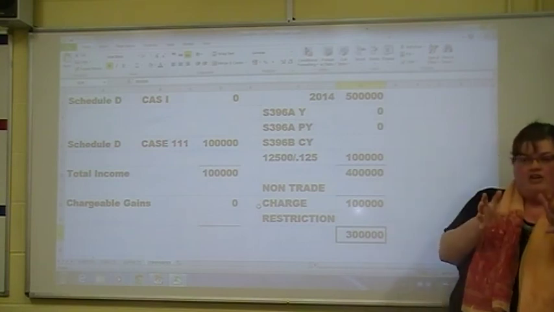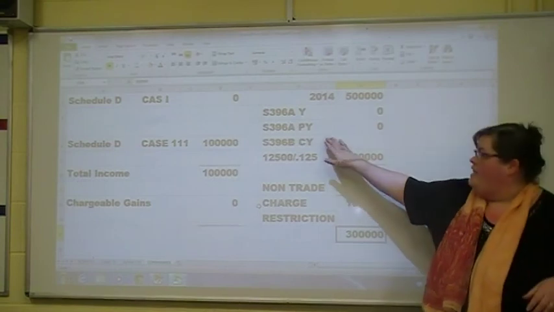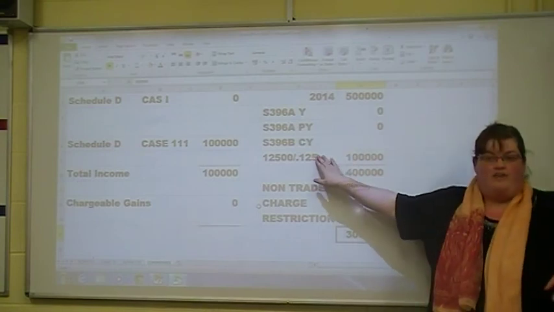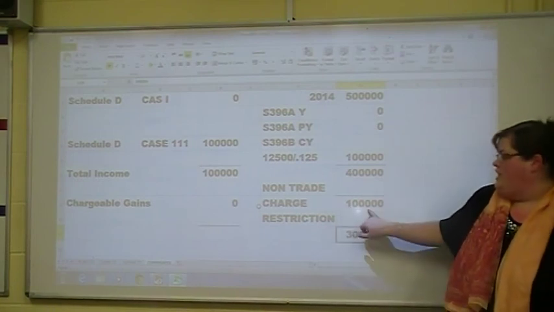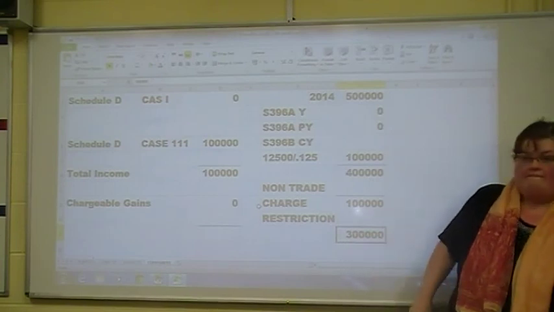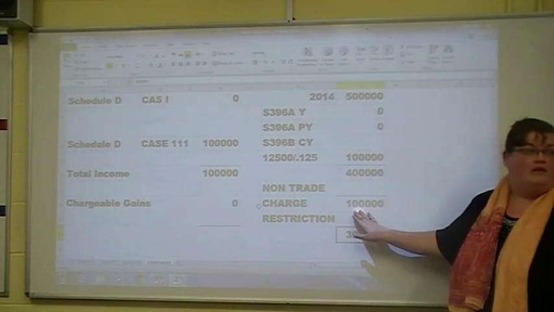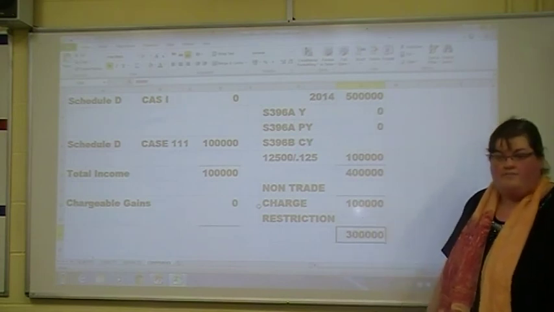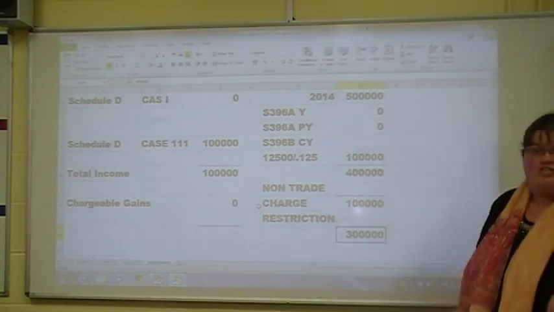So if you've got a non-trade charge and you use section 396B loss relief here as well, you can't use both. So you have to actually restrict the amount of the loss. You're actually taking off more loss here. If we hadn't the non-trade charge, we'd have used 200,000 here anyway. But if there was no loss there at all, the trade charge stands then.